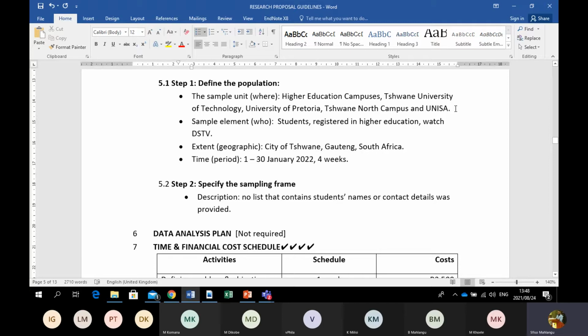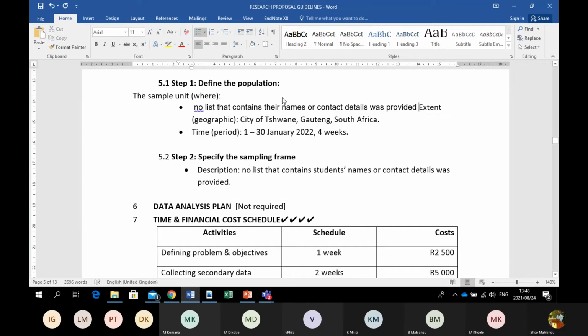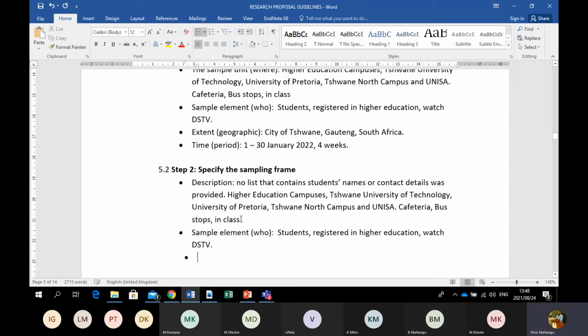Moving from general to specific about higher education institutions, once again, remember, where are we going to find students to interview at those campuses? You can also be more specific and say we're going to go to the cafeteria, for example, or we're going to interview them at bus stops or in class. Then you can take that information and summarize it into a sentence and provide it as a description here. Higher education campuses such as TUT, UNISA.